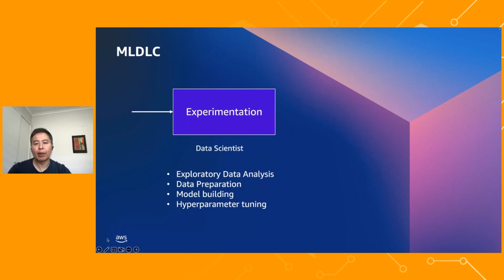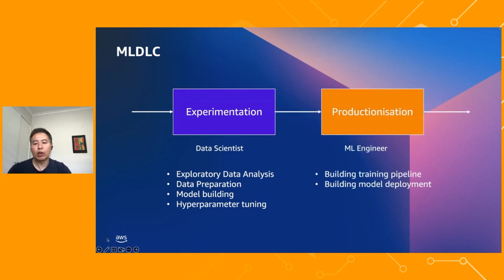Our machine learning development lifecycle starts with experimentation, where our data scientists perform exploratory data analysis, data preparation, model building, and hyperparameter tuning. Upon completion of the experimentation, an ML engineer, with the help of data scientists, productionizes the model by building a training pipeline and a model deployment.